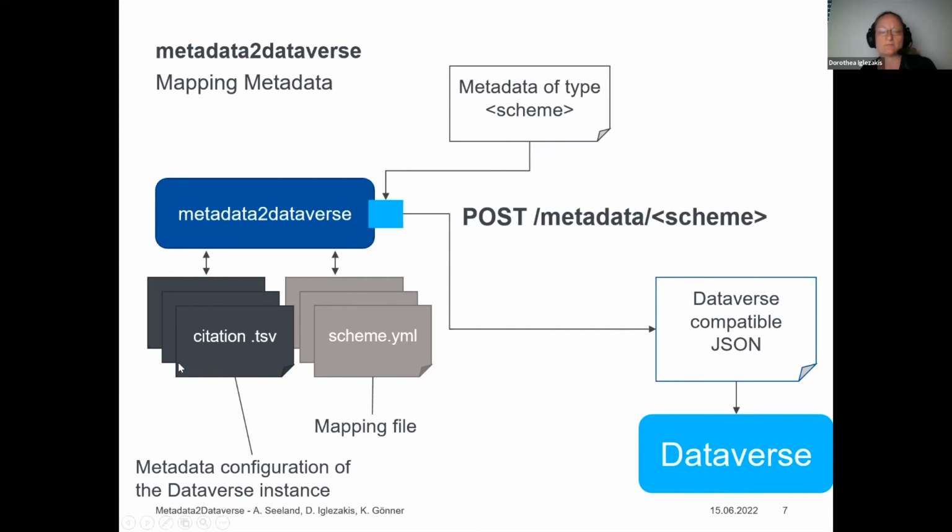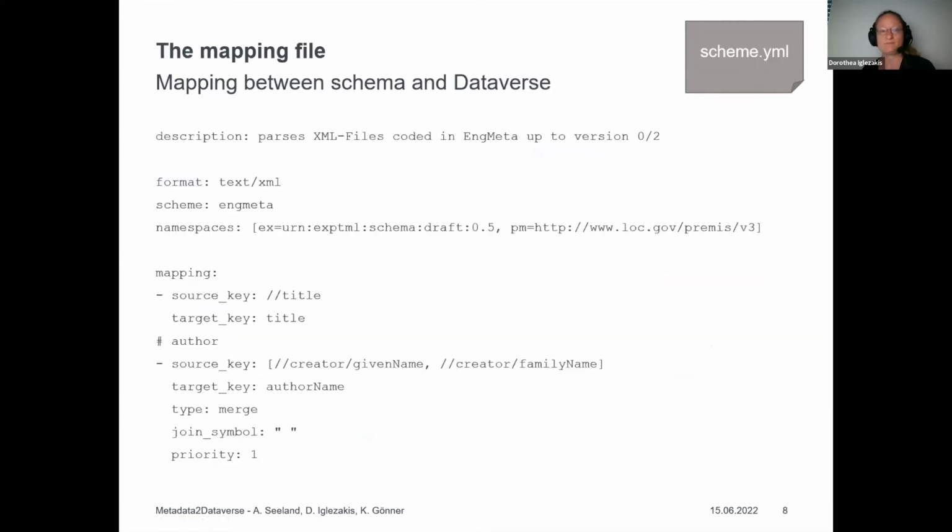You can just add your own TSV files to have this adjusted to your installation. And there are a bunch of mapping files that define the mapping from the one scheme to the other scheme. They look a bit like this.